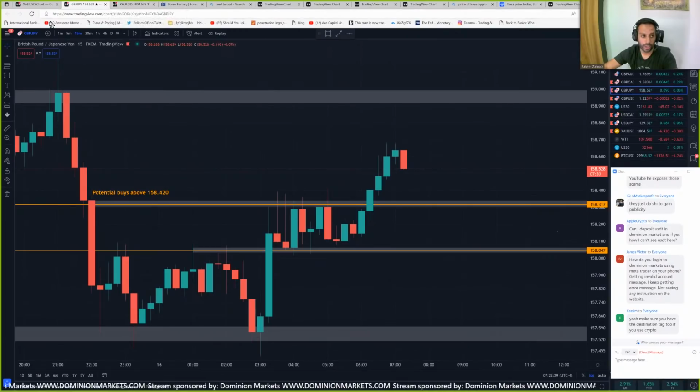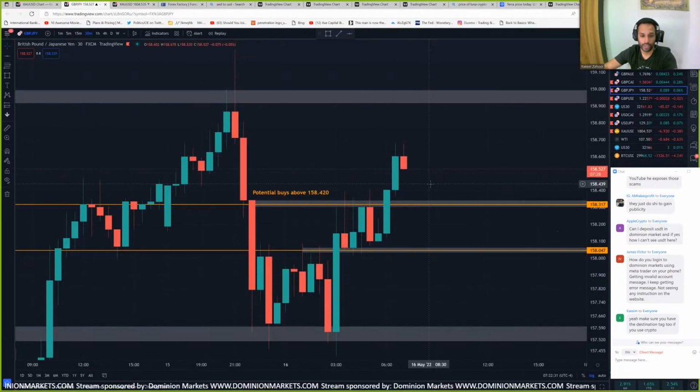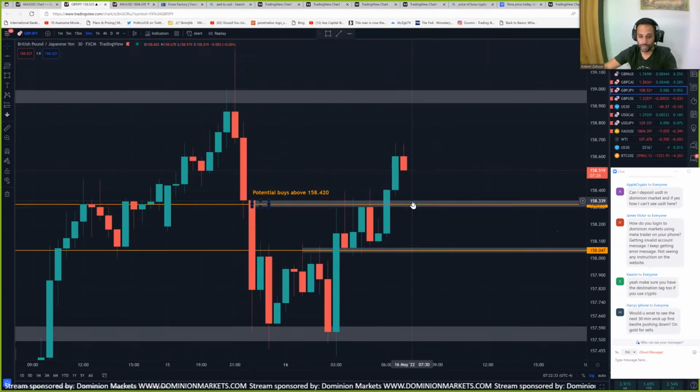Way too kind. Okay, so Pound Yen is coming down at this point. I would like to see a retracement for price to continue pushing up. Retracement to push up.